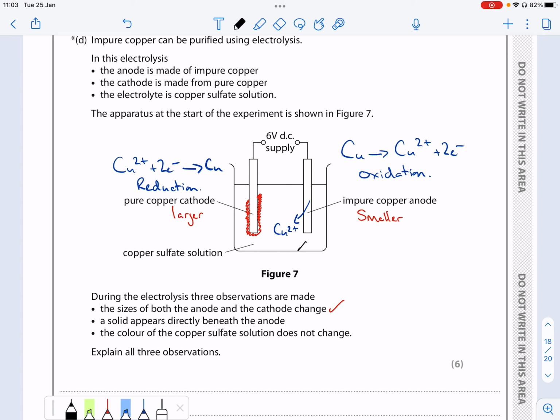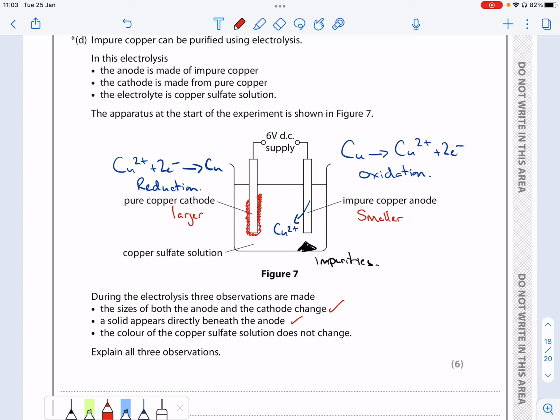So here we will get a pile of impurities forming. So as the copper atoms become copper ions, the impurities come out of the metal as well and sink to the bottom, and we get a pile of these underneath the anode. Okay, so that helps with this part of the question.